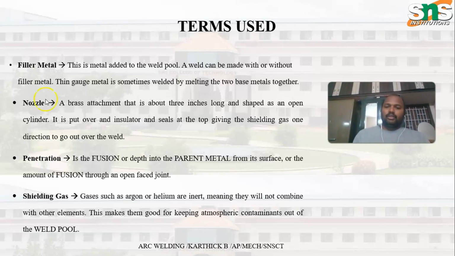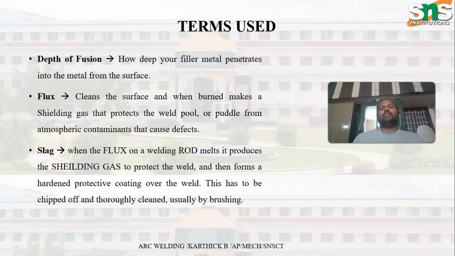The next part is known as depth of fusion. You can easily say it is how deep the filler metal penetrates into the metal. Upon welding you apply some heat, and due to this process the filler metal penetrates inside the metal surface area. It can be easily visualized in either macro or microstructure analysis, and in that way you can find the depth of fusion.